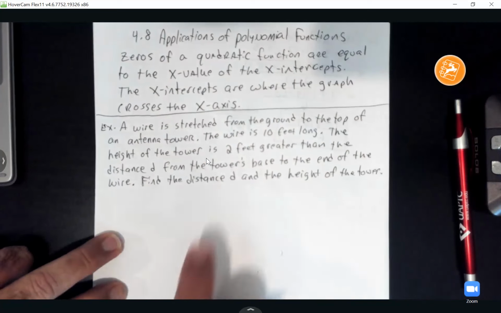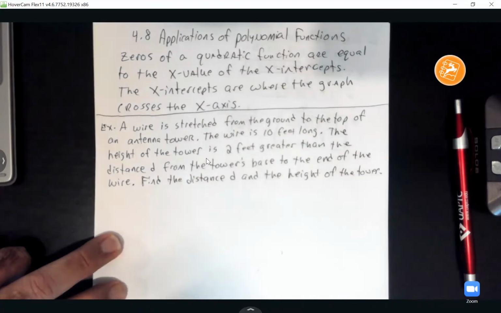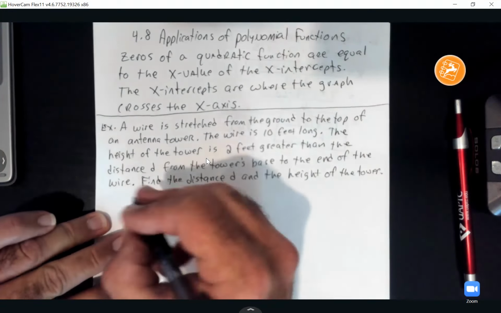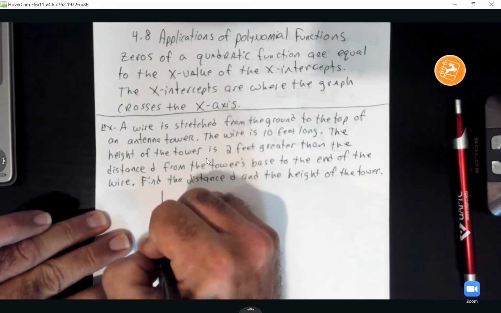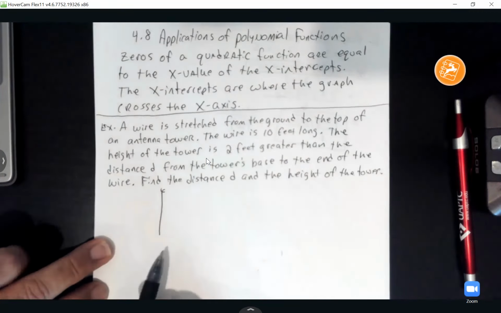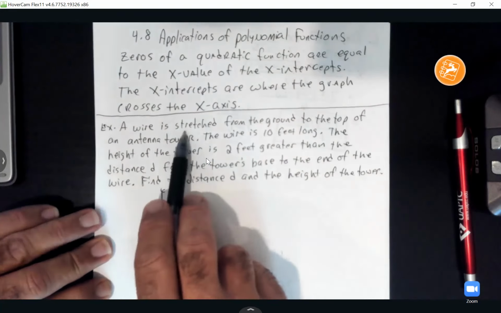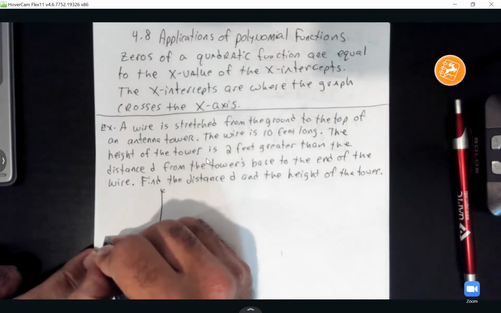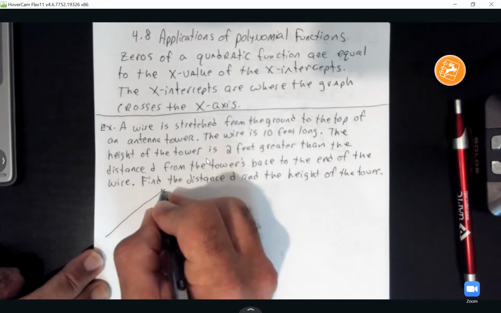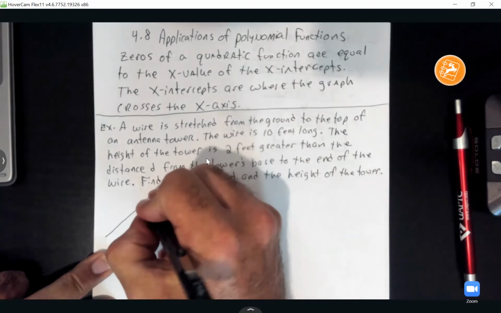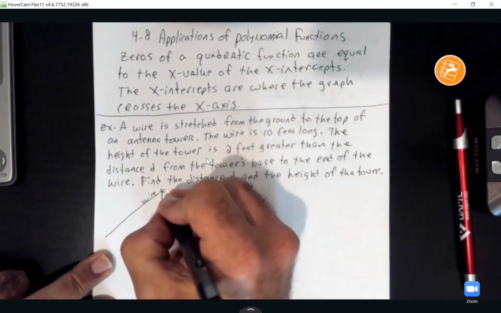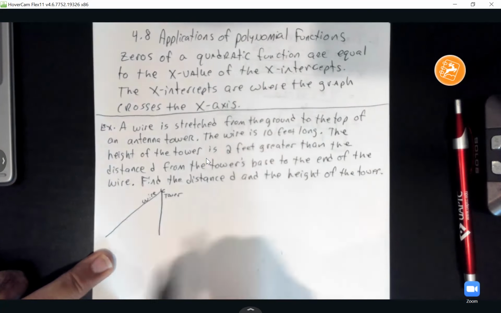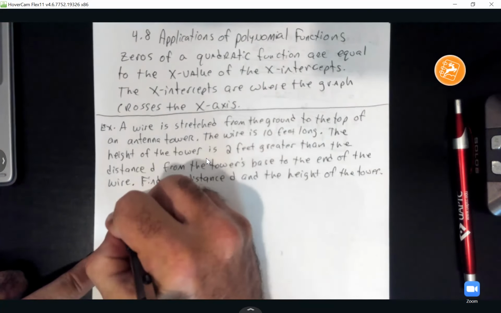So we're finding 2 things on this. We're going to find this distance D and the height of this tower. The best thing to do on this one is to draw a little picture. So I'm going to draw an antenna tower here. I got a wire stretched from the ground to the top of this tower. I don't know where yet, but that's going to be my wire. And remember, that's my tower. I do know the wire is 10 feet long. So this wire is 10 feet long.